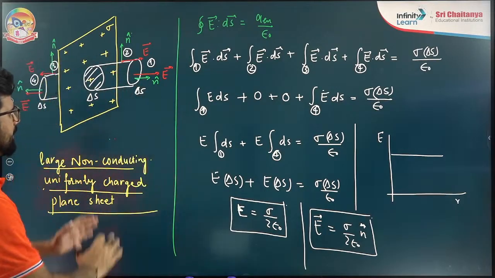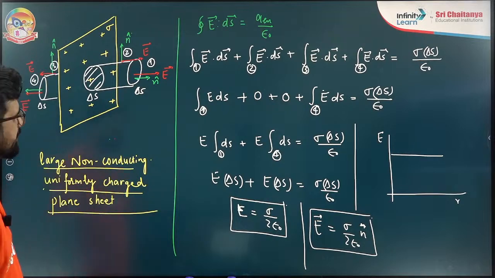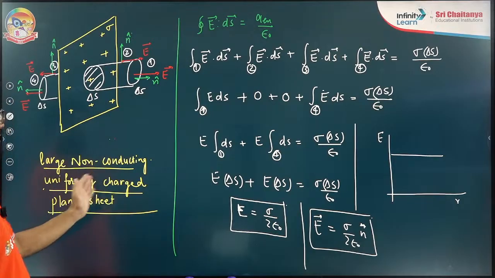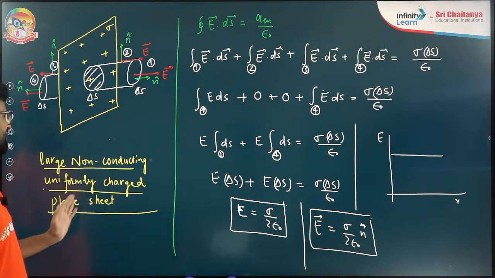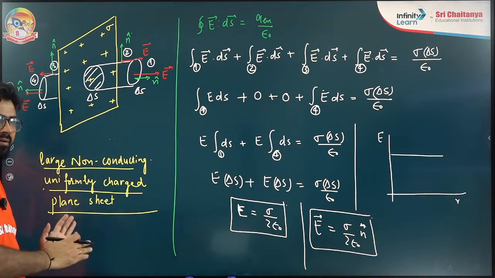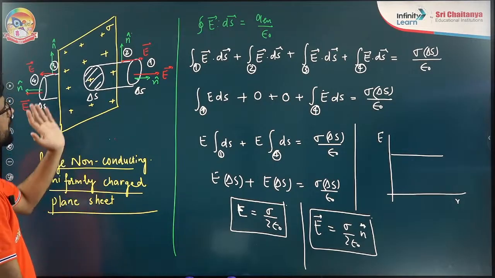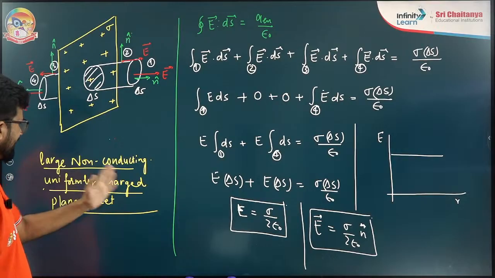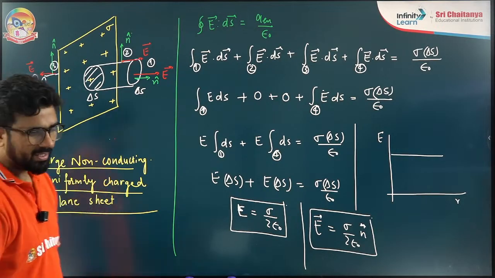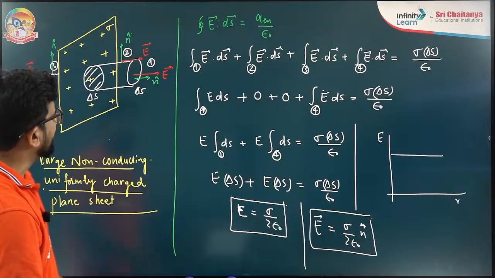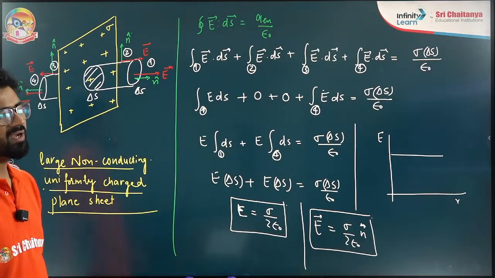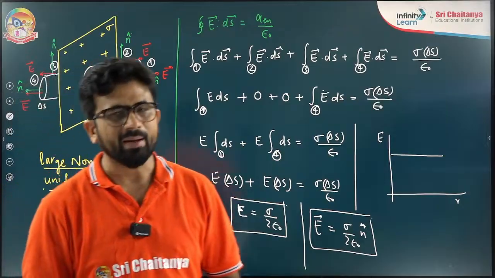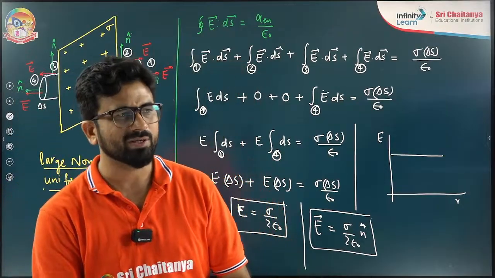Okay. Now we can use this same concept for the conducting sheet. It is a non-conducting sheet, a large non-conducting uniformly charged plane sheet we are taking, and similarly we can write it for a conducting sheet. But when we are taking a conductor, what is the meaning of conductor? Conductor has one special property. What is the special property?